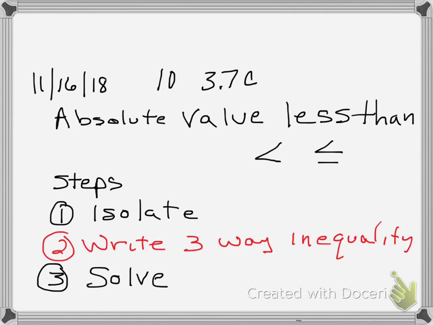So today is 11/16/18. We're doing assignment number 10, which is 3.7c, absolute value less than equations. There's the less than and the less than or equal to symbols. The steps are slightly different. The first step is still to isolate the absolute value, but the second step, instead of writing two equalities, we're going to write a three-way inequality, and then we're going to solve. Remember, on the three-way inequalities, they will both have less thans in them.